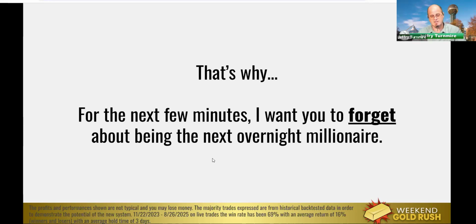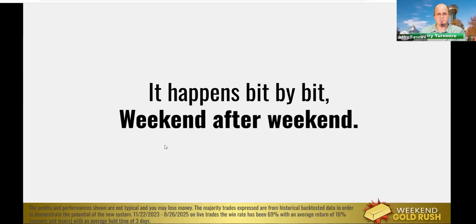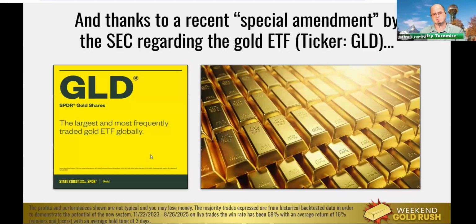And a few of us hit it in our lifetimes. Most of us, we're stuck living the grind. All right. Financial freedom doesn't happen overnight, usually. For the occasional few who buy lottery tickets, it works. For the rest of us, probably not happening. It happens little bit by little bit, weekend after weekend, plan after plan, doing high probability trades.